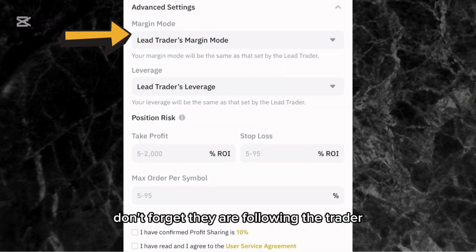What I would advise you to do is that you select lead trader's margin mode. Again, don't forget that you are following a trader. Allow the trader to make the decision. So if the trader is using cross margin mode, then you also use cross margin mode. If the trader is using isolated margin mode, then you also use isolated margin mode. So I'll leave it as lead trader's margin mode.